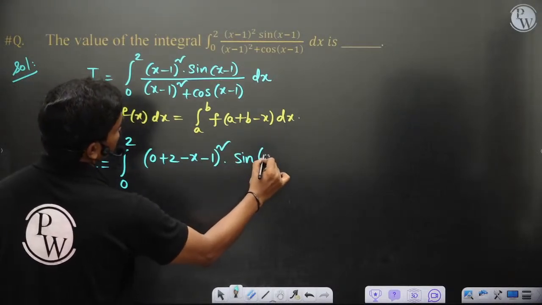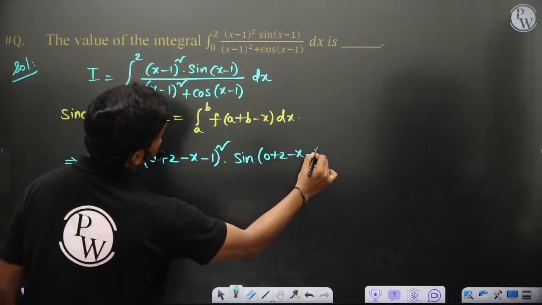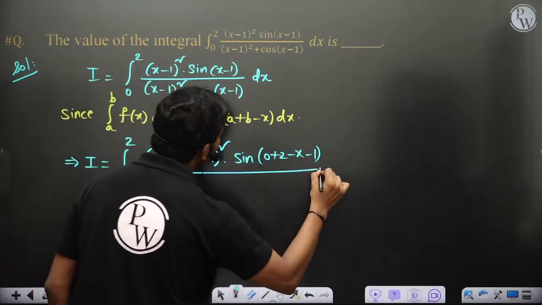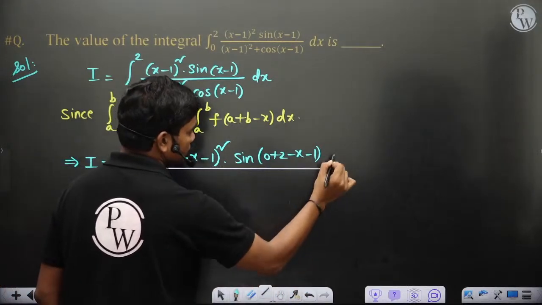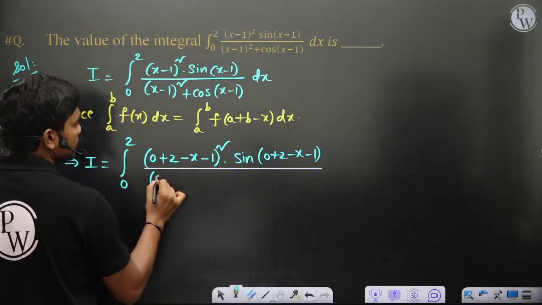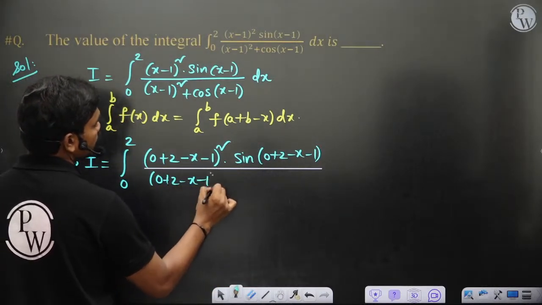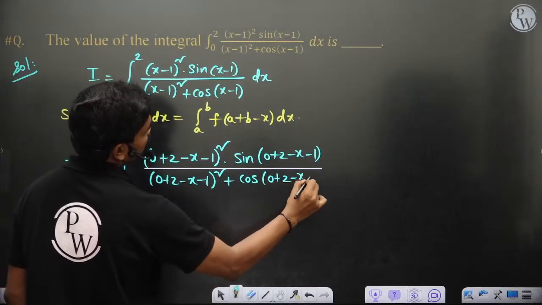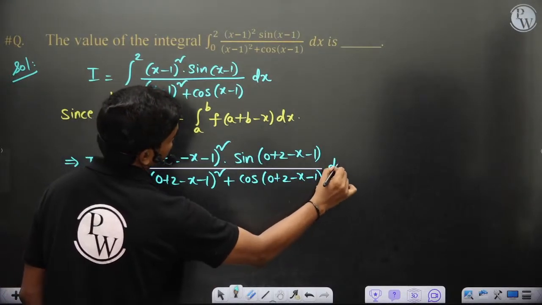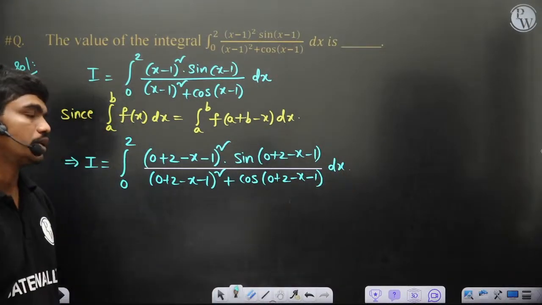Sine a plus b minus x minus 1 divided by, so this value divided by, again here if you write a plus b minus x minus 1 whole square, plus cos times a plus b minus x minus 1 dx. Okay, so this is what you get, of course.